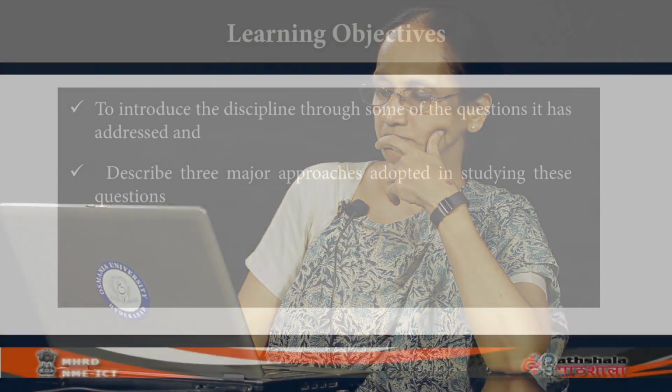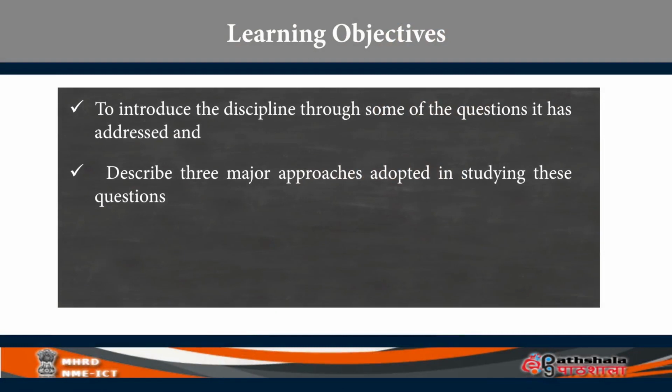Today's lecture relates to Psychoneurolinguistics course 10, module 16. I will be talking about introduction, history and scope of neurolinguistics. The objectives of today's lecture are to introduce the discipline of neurolinguistics through some of the questions it has tried to address, and to describe three major approaches used in studying these questions.